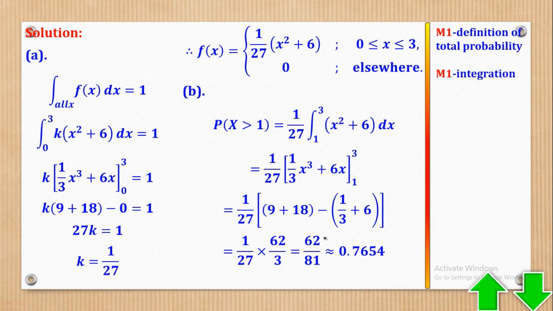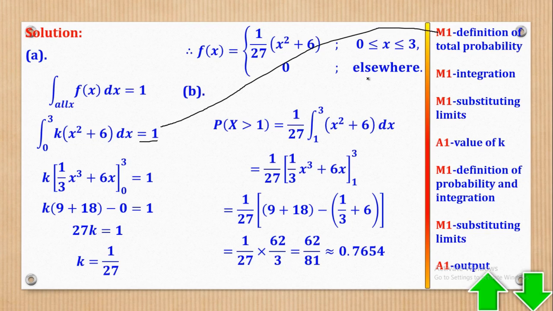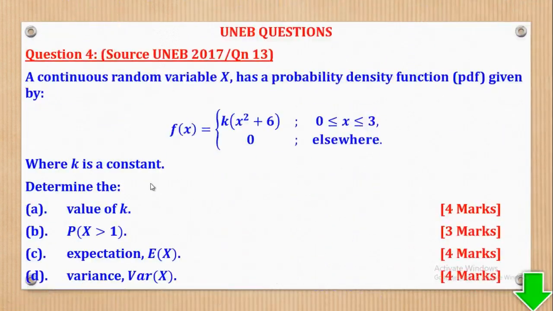Now let's see how marks can be awarded for these parts. M1 for definition of total probability, this equal to 1 must be seen. Then another M1 for integration, M1 for substituting limits, and A1 for the value of K. Here M1 for definition of probability and integration, so it's given at that step. M1 for substituting limits, A1 for the output. So that was part A and B.